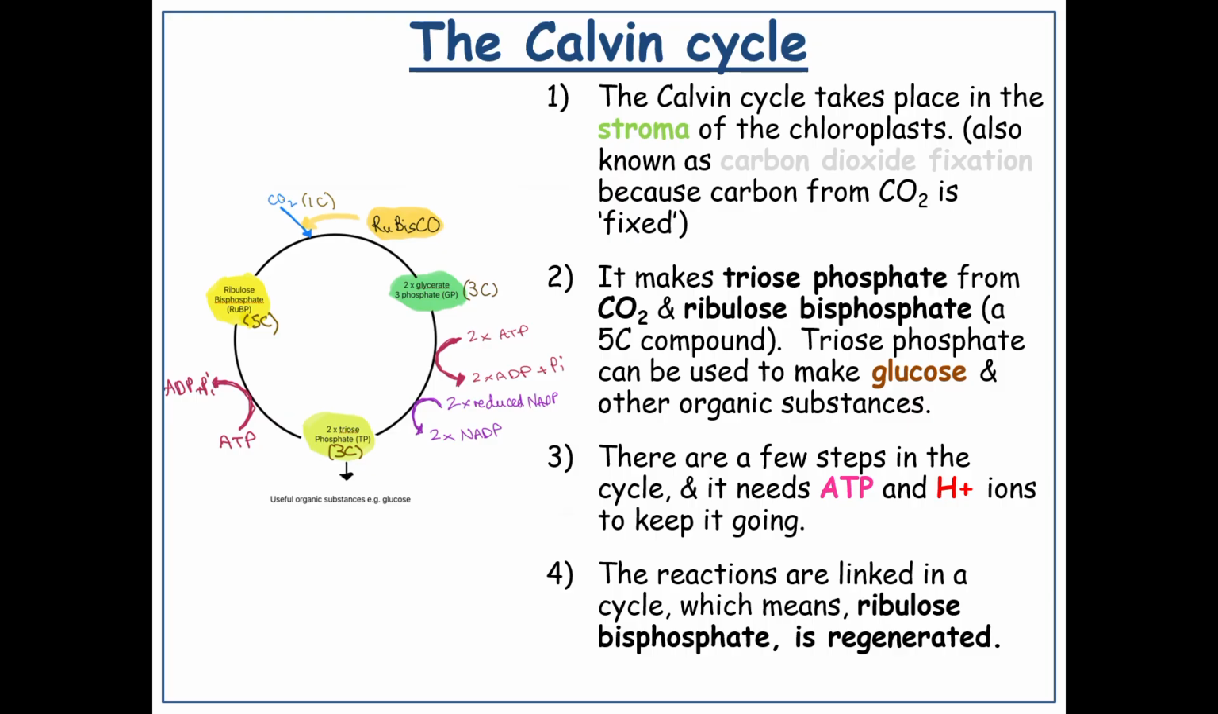It makes triose phosphate and ribulose biphosphate, and triose phosphate can be used to make organic substances like glucose. There are a few steps in the cycle, and it needs ATP and hydrogen ions to keep going. The reactions are linked in a cycle, which means ribulose biphosphate gets regenerated.